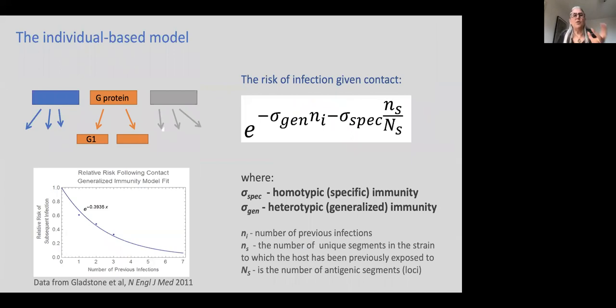I just like to point out that we did an individual-based model with three of these proteins. The risk of infection again depends on distance, but we have two components in this formula. One is generalized: if you have been infected before, you are protected. That is believed to be the strongest protection against this virus. We added some specific protection with the sigma specific, depending on the fraction of these three types you have seen before. This specific immunity is believed to be much weaker in this virus.